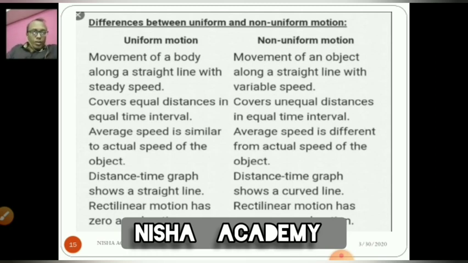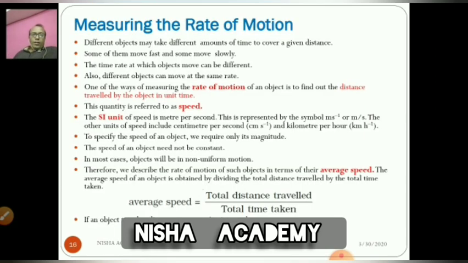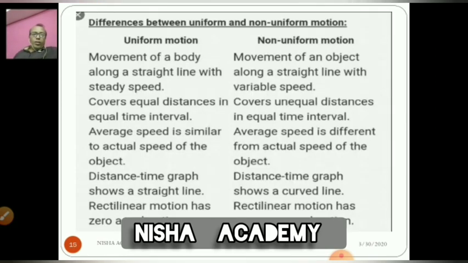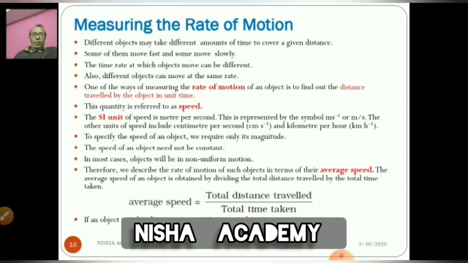For uniform motion, the distance time graph shows a straight line, while in non-uniform motion the distance time graph shows a curved line. We will describe the graph in a later class. So, let us move further.